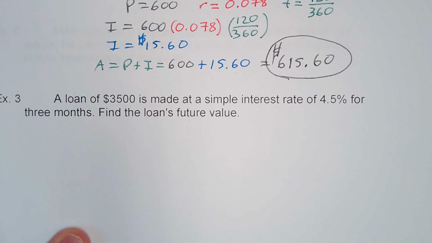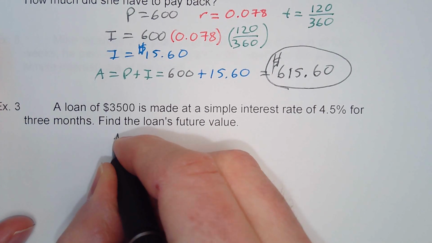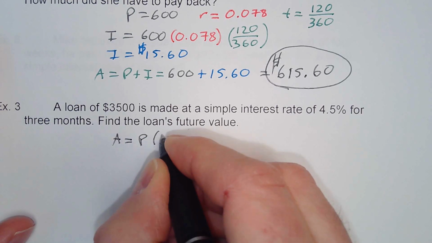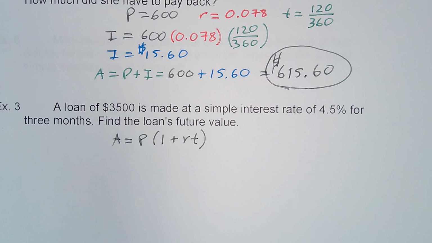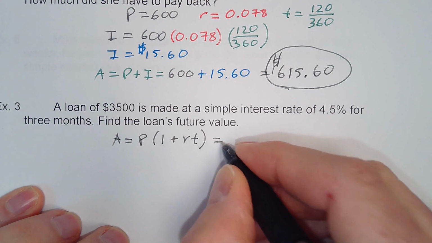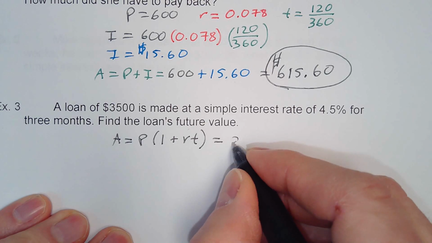A loan of $3,500 is made at a simple interest rate of 4.5% for 3 months. Find the loan's future value. So I'm going to write down the formula. And by the way, look on your yellow formula sheet. All these formulas that we're going to be using this chapter come from the front side of your formula sheet, and you will have a copy of that when you take the test. So make sure you have that yellow formula sheet that I gave you at the beginning of the semester handy for these problems. So my P here is the 3,500.